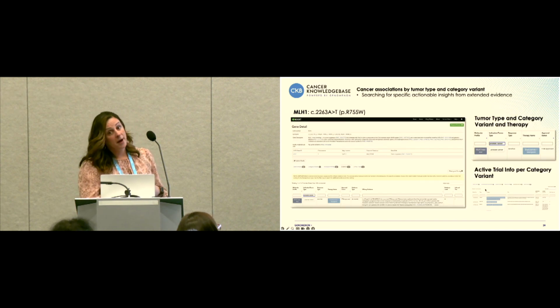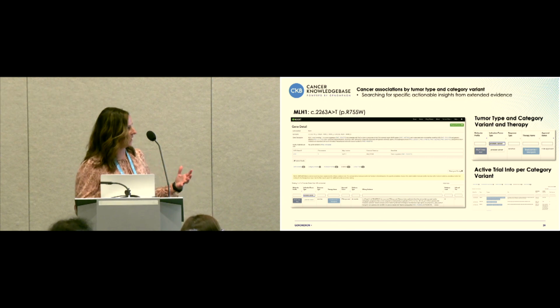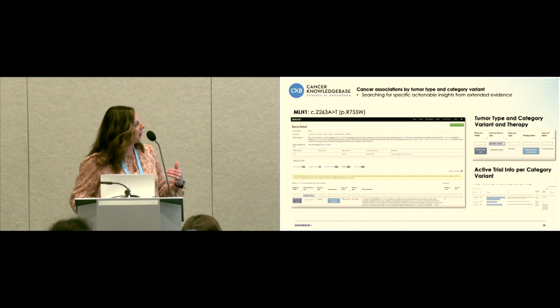All right, so now we're going to move to CKB. So we can actually look at cancer associations by tumor type and category variants. I mentioned the category variants before. This particular variant, we see that it's pathogenic, likely resulting in a loss of function.